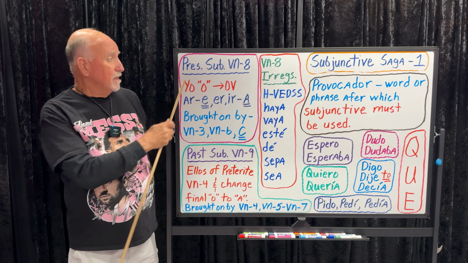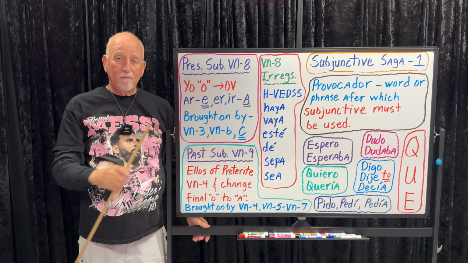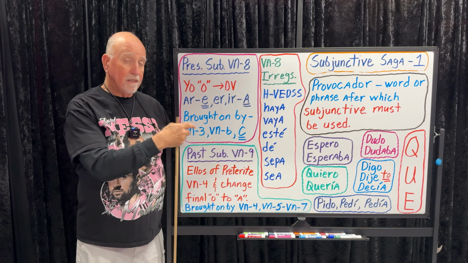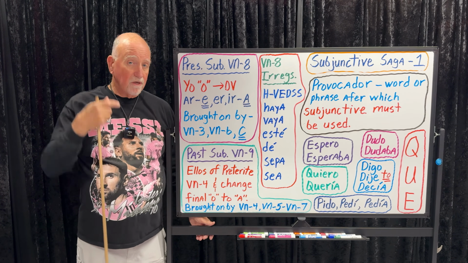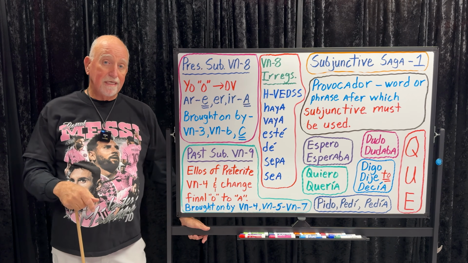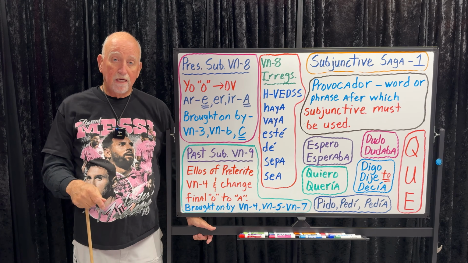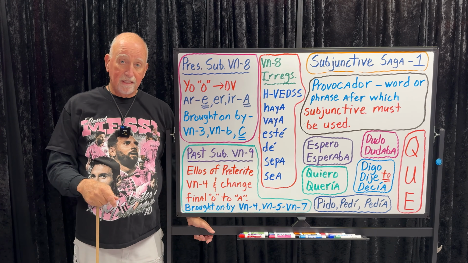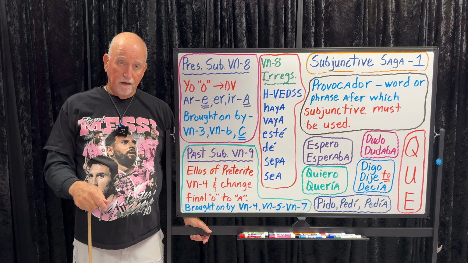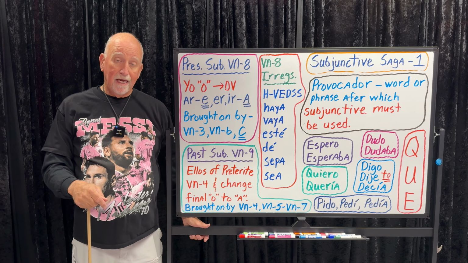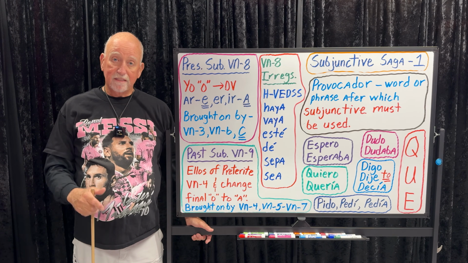Okay, the present subjunctive, verb number 8. We know the verb numbering system is critical to our lesson methodology. It's already in your language learning module. 0 is the infinitive. 1 is the ando, yendo, the ing. 2 is the past participle, the ado, ido. 3 is the present tense. 4 is the preterite. 5 is the imperfect. 6 the future. 7 conditional. 8 present subjunctive. And 9 past subjunctive.